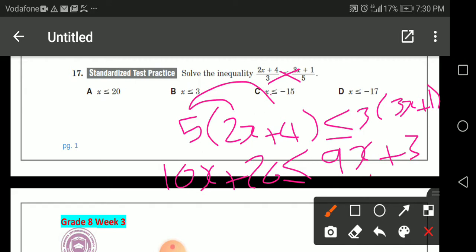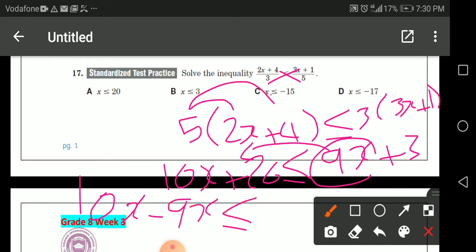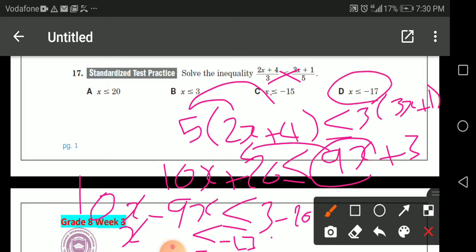So I want to put the x's together. 9x will go to the other side, to have 10x minus 9x, and the 20 will go to the other side by negative sign. So 10x minus 9x gives me just x, less than or equal to 20 minus 3, which gives me 17. Take the sign of the greater one, which is negative. So x is less than or equal to negative 17.